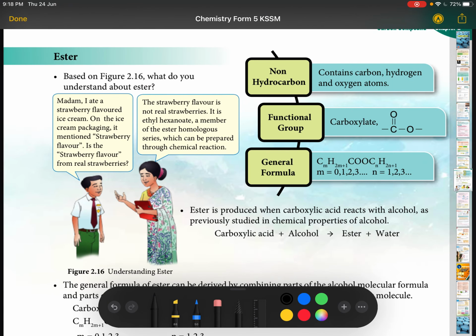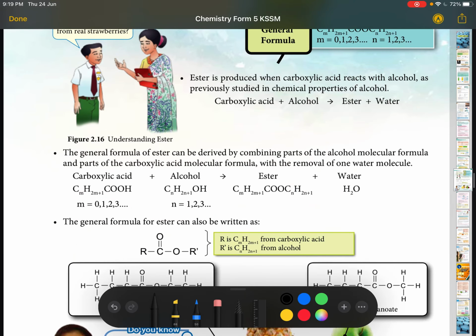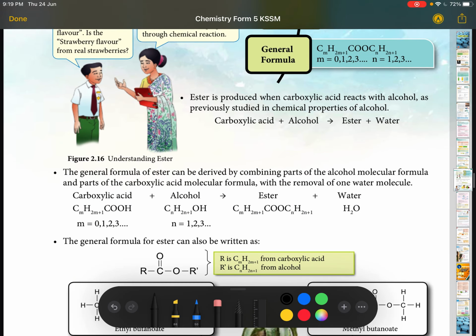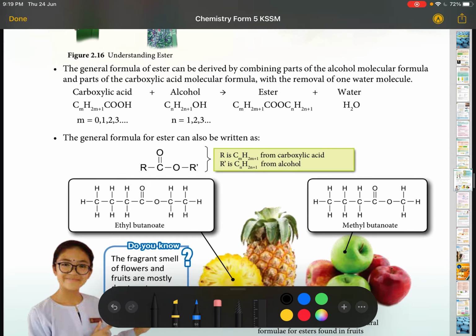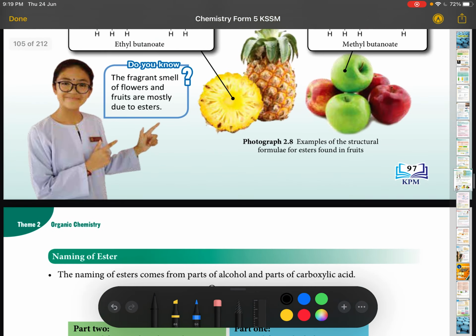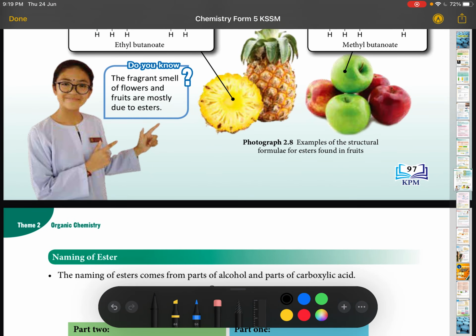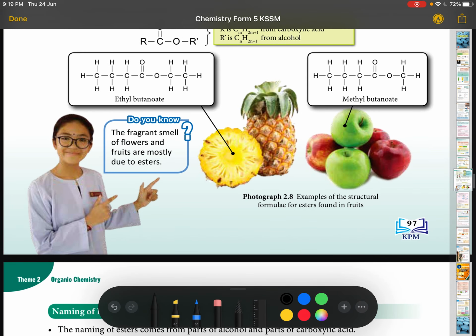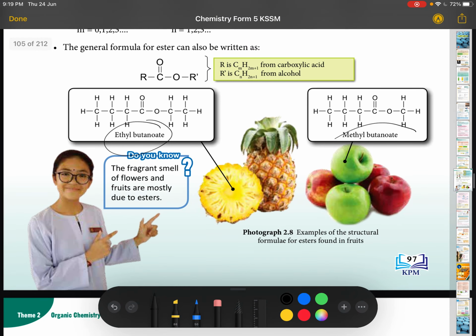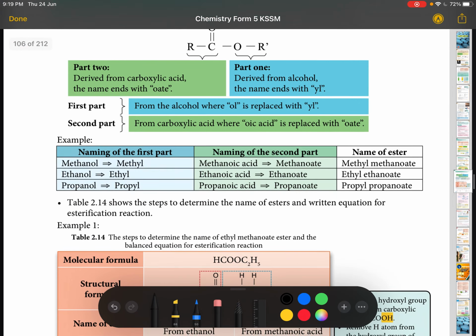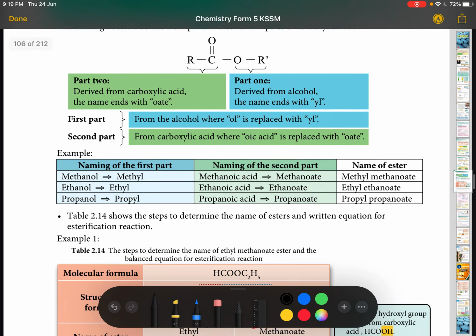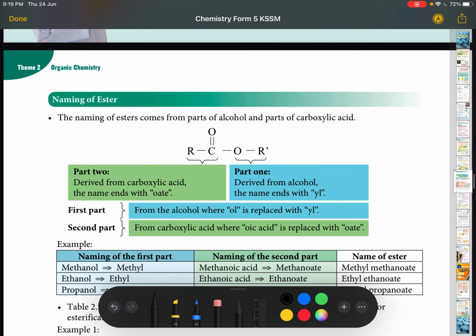There is a very, very important characteristic about ester. Ester is what we call fruity. It smells very fruity. Mainly ethyl ethanoate has a fruity smell. It can smell like pineapple or apple. Pineapple is ethyl butanoate apparently, and apple is methyl butanoate.